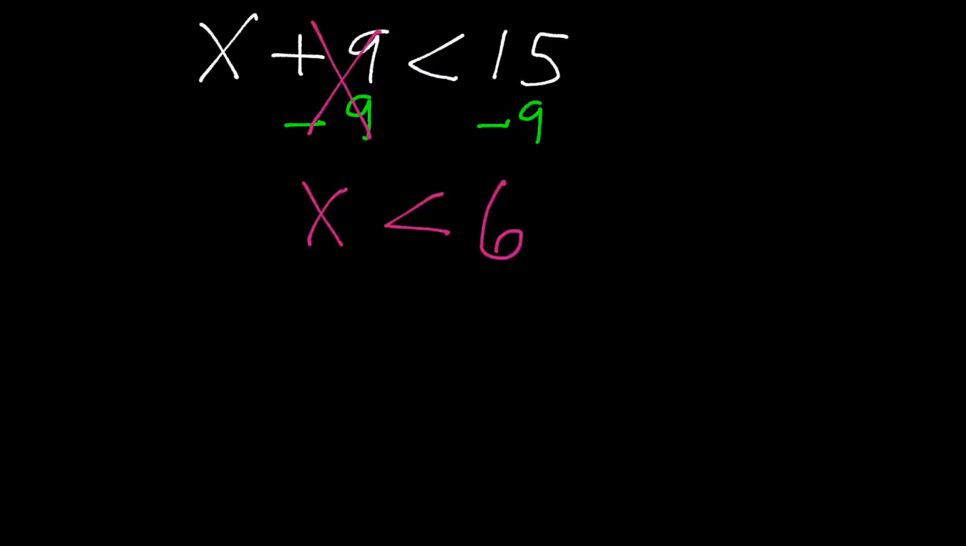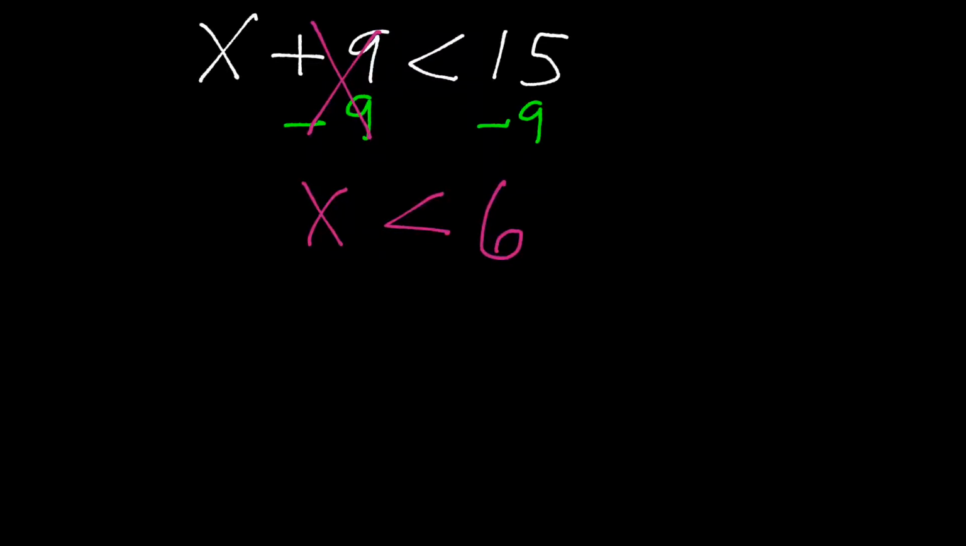And this is different than our equation because before x equaled 6 and that was our answer. Now x is less than 6, so x can be anything that is smaller than 6.